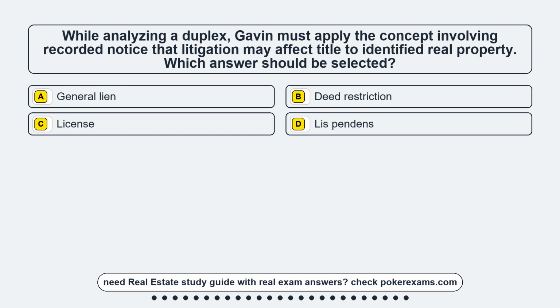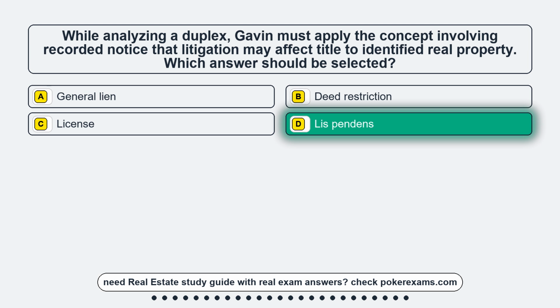Question 17. While analyzing a duplex, Gavin must apply the concept involving recorded notice that litigation may affect title to identified real property. Which answer should be selected? Option A, general lien. Option B, deed restriction. Option C, license. Option D, lis pendens. The correct answer is option D, lis pendens.